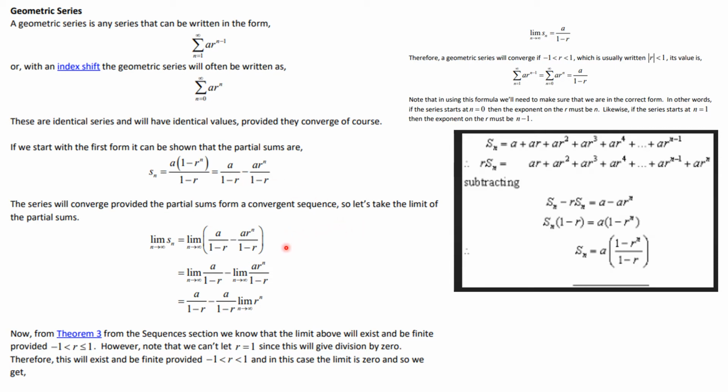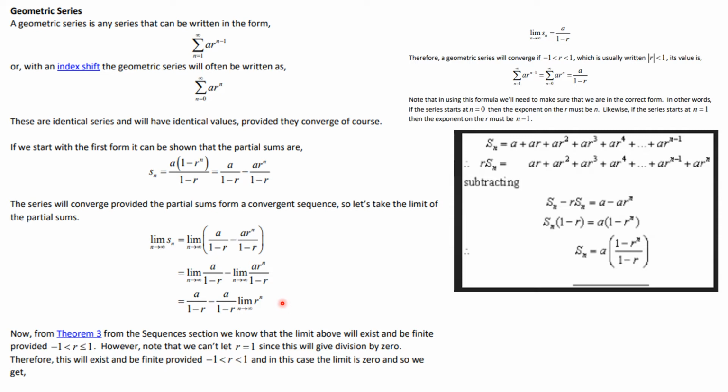Okay, so what will happen is this series will converge provided the partial sums form a convergent sequence. So let's look at the limit of these partial sums then. This limit as n goes to infinity of Sn is the limit as n goes to infinity of this business. This has no n in it, so that is just a constant. And here, the only thing that has an n in it is that r to the n, so I can factor it out. Make sure you follow the algebra, but we did that calculation.